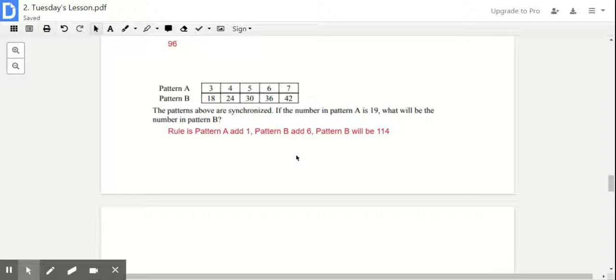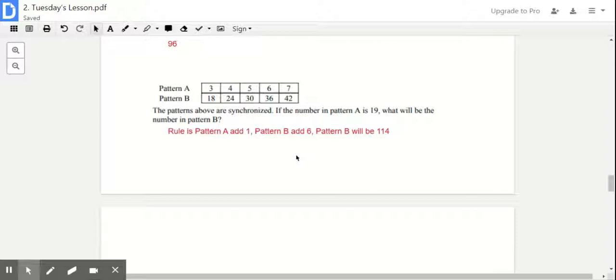So the patterns above are synchronized. If the number in pattern A is 19, what will be the number in pattern B? Okay, so we know right here that you have to always figure out the rule before you try to figure out that kind of relationship. So I pointed out the rule first. So the rule in pattern A is adding 1. The rule in pattern B is adding 6. So if I know that these are synchronized right here, what is the relationship between the two so far?